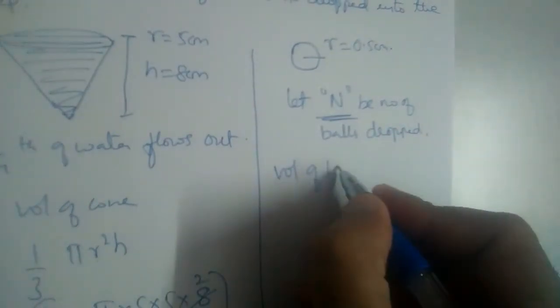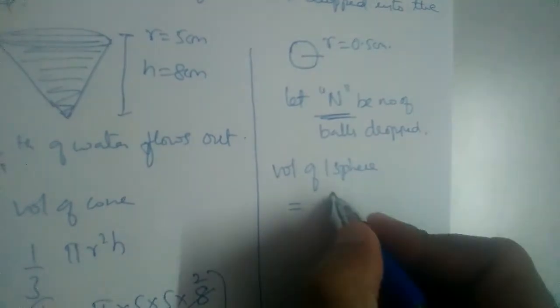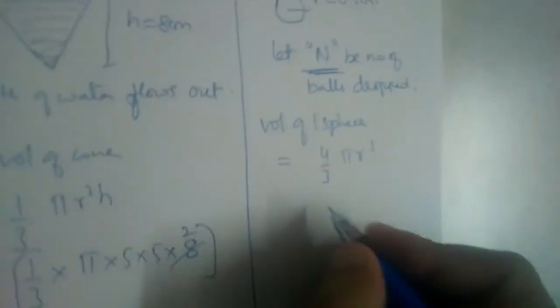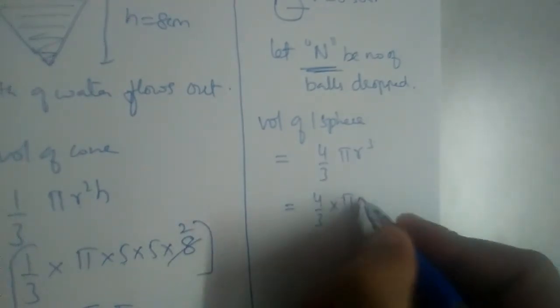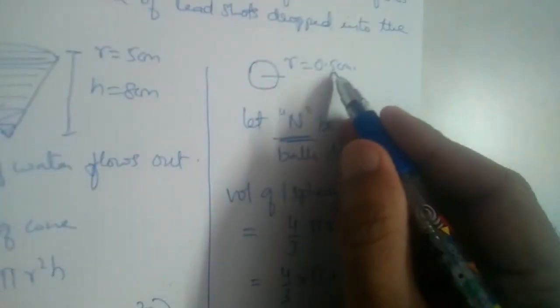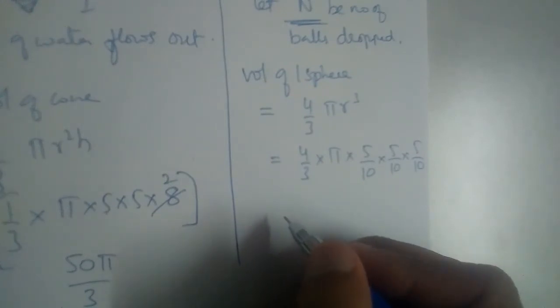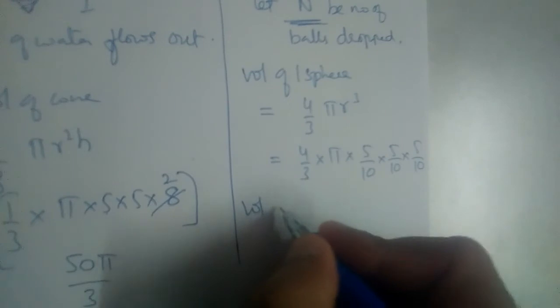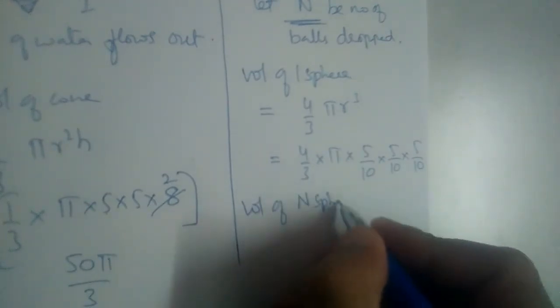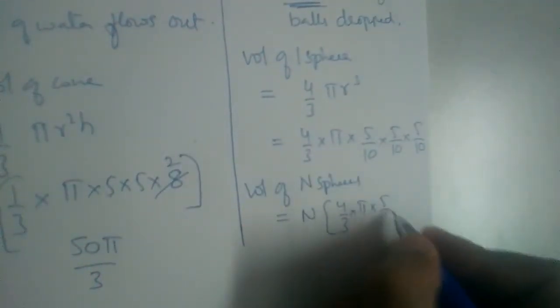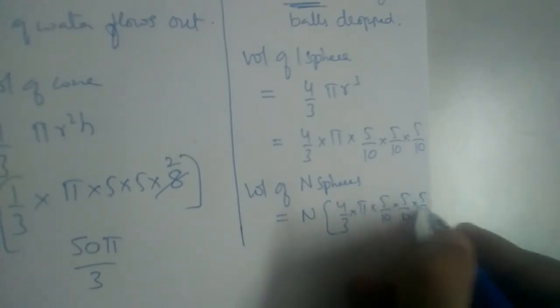All right, now let us come back to these marbles or spheres. Let us find the volume of one sphere first. It is equal to 4/3 pi r cubed. So it is 4/3 pi into r, 0.5, so let us write that as 5/10, 5/10, 5/10. Now this is the volume of one sphere. So how many spheres are we dropping? n spheres. So the volume of n spheres will be equal to n into 4/3 pi into 5/10, 5/10, 5/10.